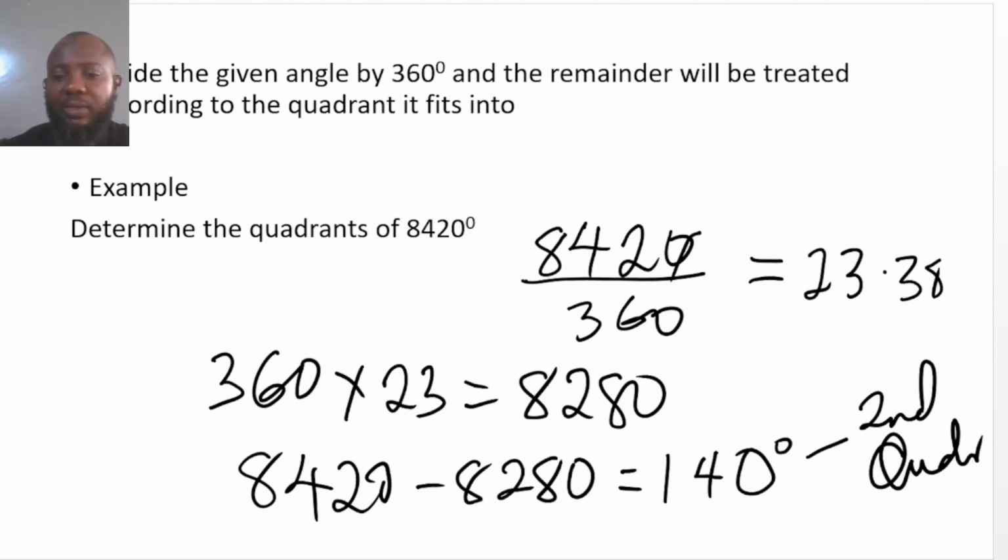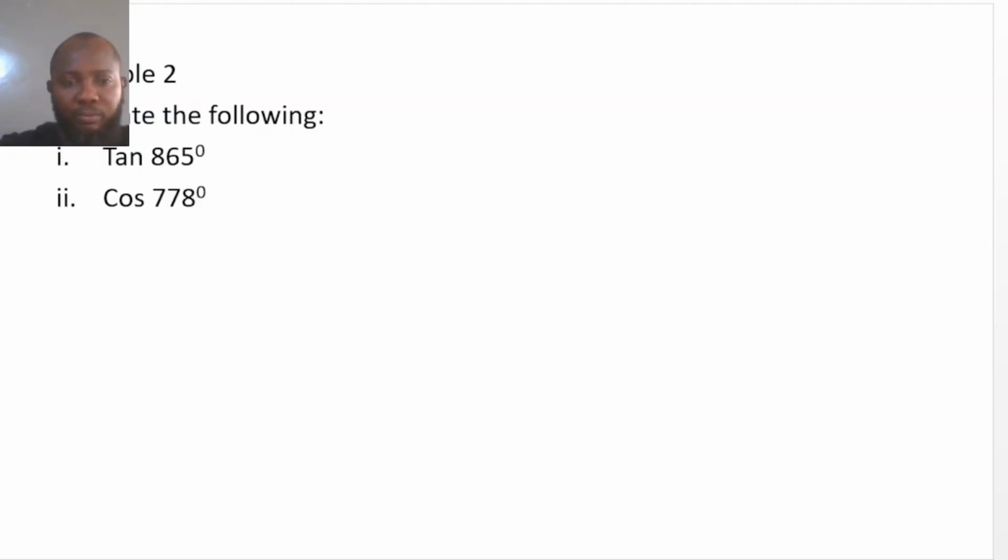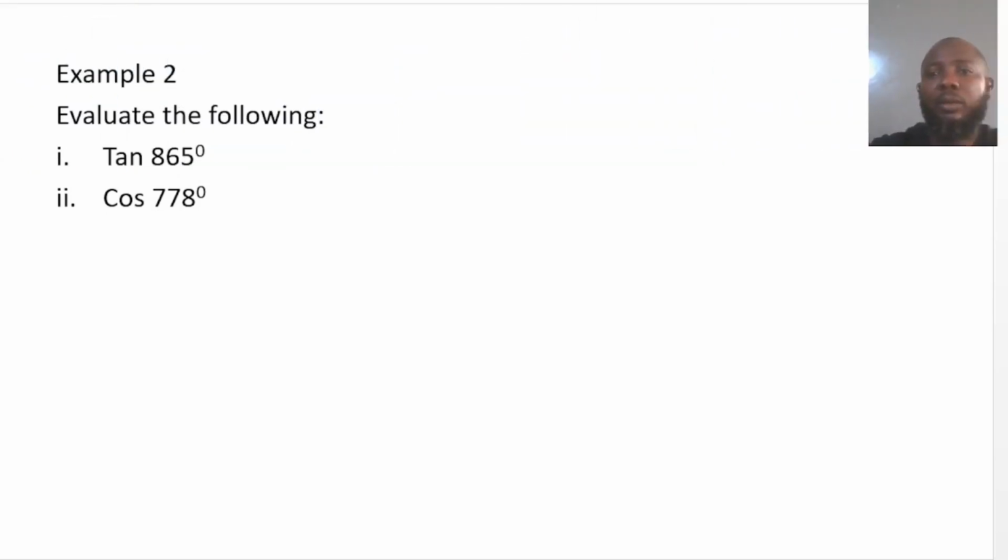So let's look at another example. This is the second example here. We have: evaluate the following, tan 865 degrees cos 778 degrees. The same thing will be done here.